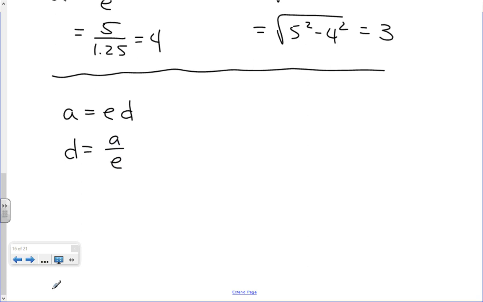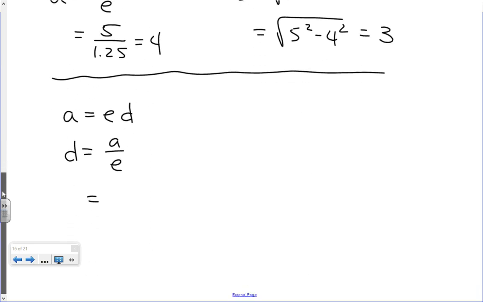And so A is equal to, in this problem, what did we say A was? A was 4. Eccentricity is 1.25. And so 4 over 1.25, I'll let you punch that into your calculator. You should end up with 3.2, I think is the number we're going to end up with there. We didn't really need that one for this problem, but nonetheless, we can come up with what D equals.